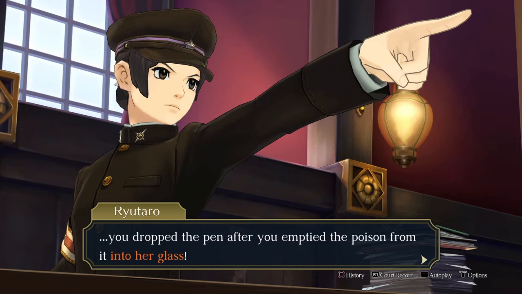Oh, okay. Yeah, I guess, even using a fountain pen to put poison in someone's drink isn't exactly super subtle, so I guess you would have to do it quickly while she wasn't paying attention.